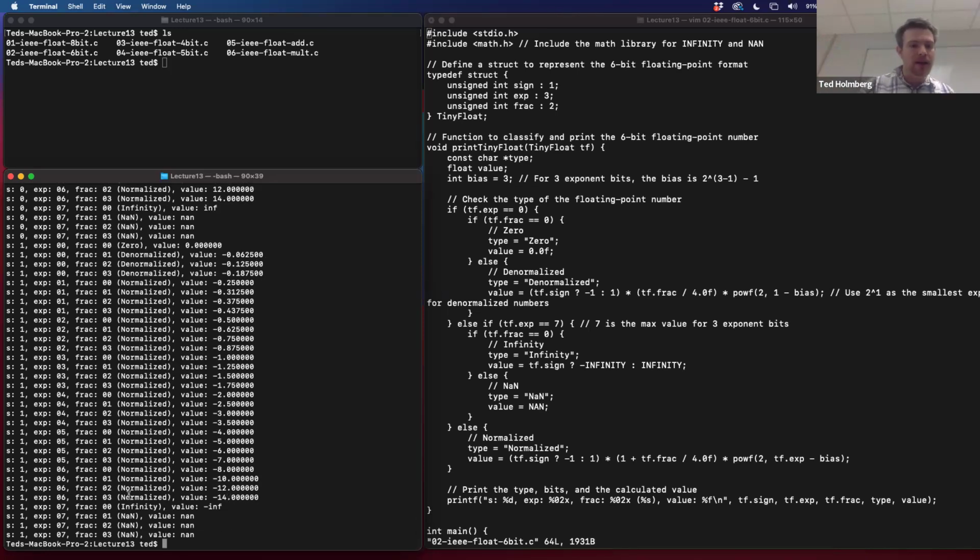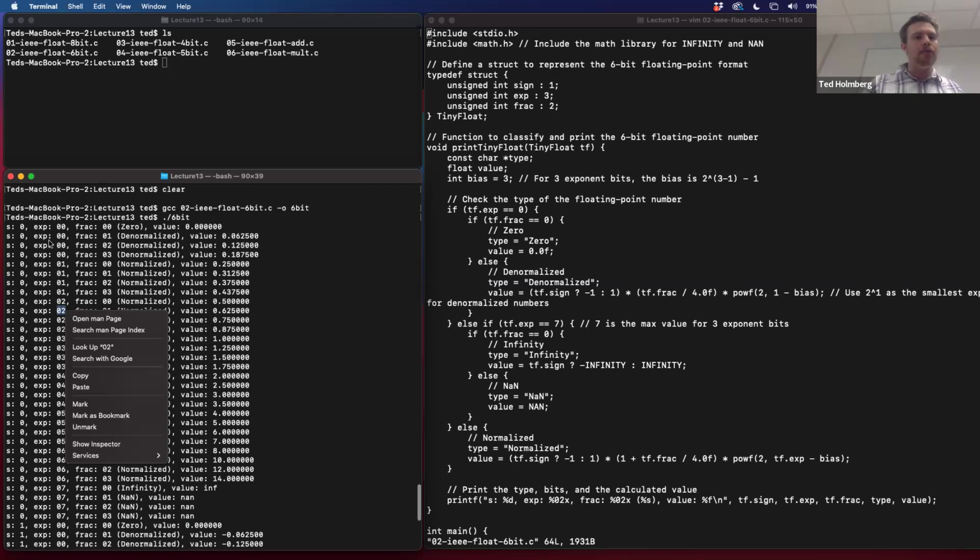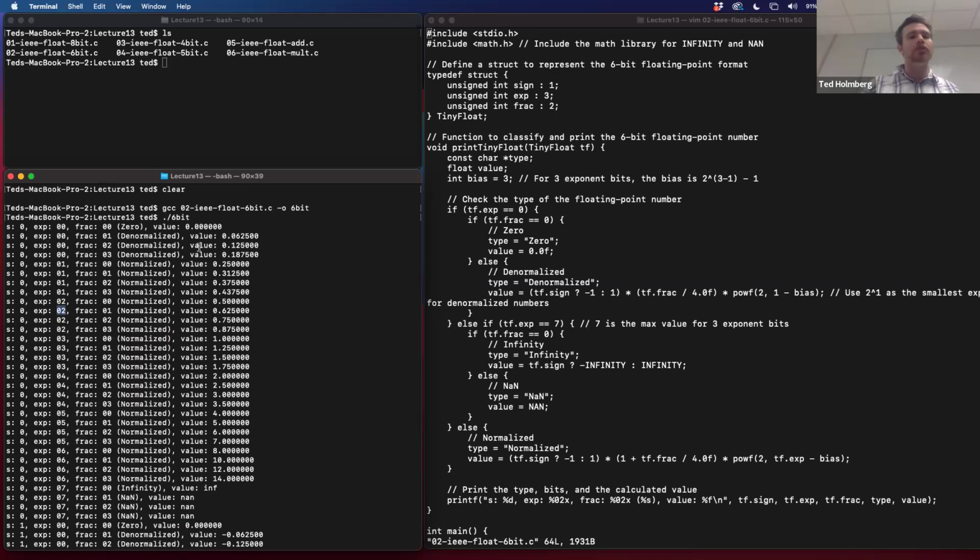And then you can see when I have all ones inside my exponential field, that's when I'm going to have my infinity and my NaNs. If it's anything in between all zeros and all ones, that's my normalized space. When my exp field is all zeros, that's my denormalized space. And when it's all zeros for the bit sequence, it's a 0 value.